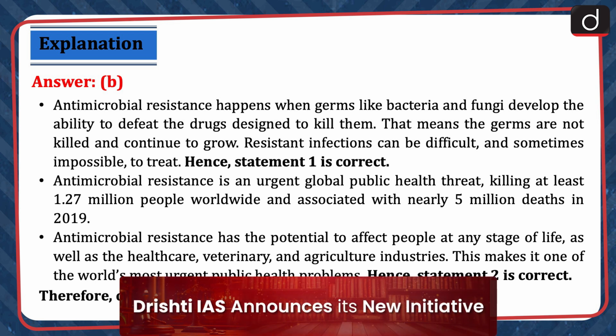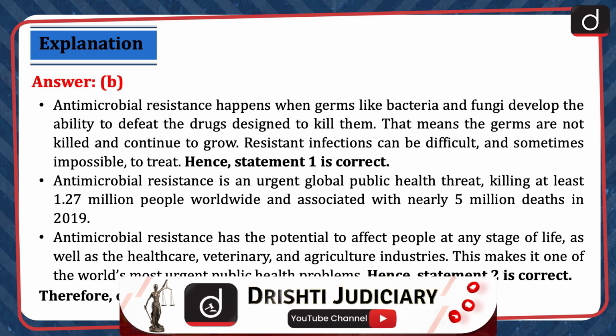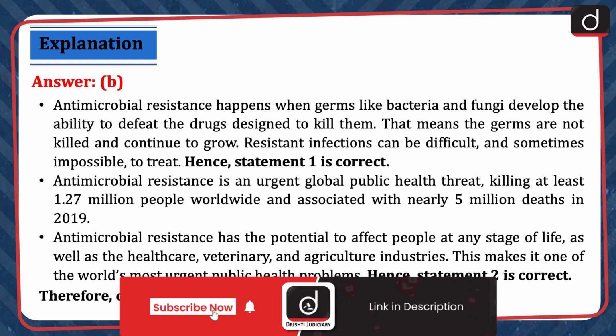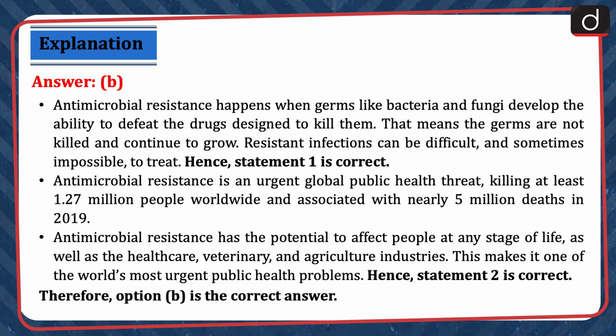Antimicrobial resistance happens when germs like bacteria and fungi develop the ability to defeat the drugs designed to kill them. That means the germs are not killed and continue to grow. Resistant infections can be difficult and sometimes impossible to treat. Hence, statement 1 is correct.